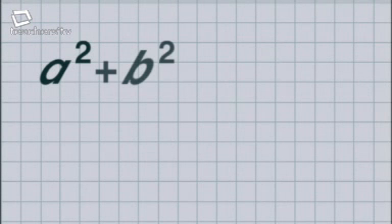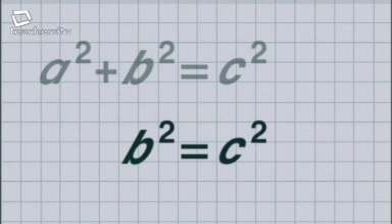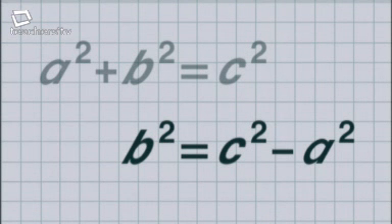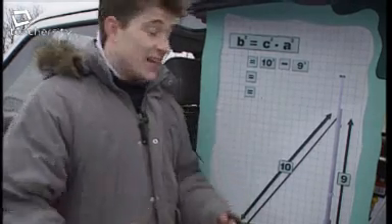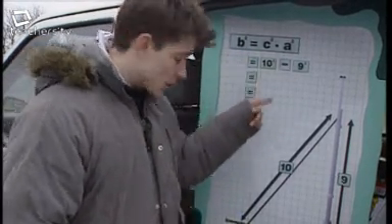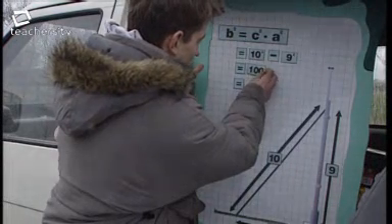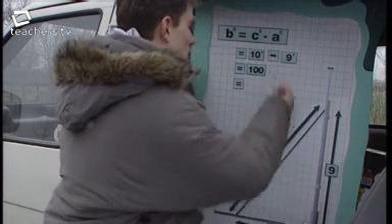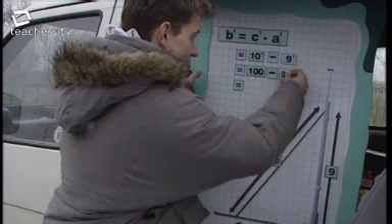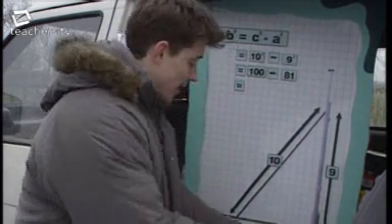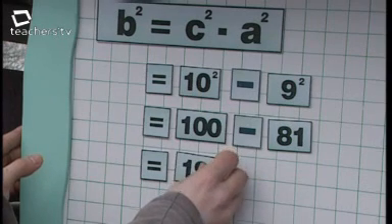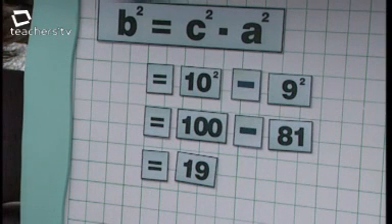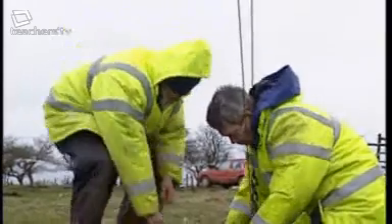Remember, a squared plus b squared equals c squared. This time we need to work out b. Rearrange the equation by subtracting a squared from each side, and you end up with b squared equals c squared minus a squared. So in this case, b squared equals 10 squared minus 9 squared, which is equal to 100 minus 81, which means that b squared equals 19. Using this information, how far away do the engineers need to fix the guy rope from the base of the mast?